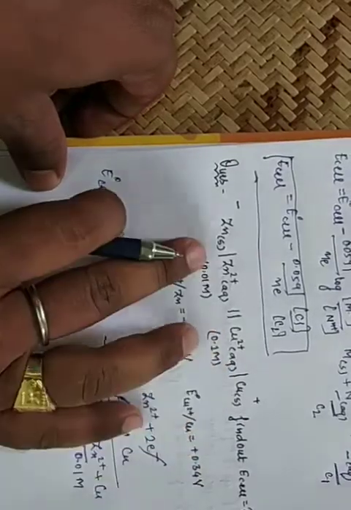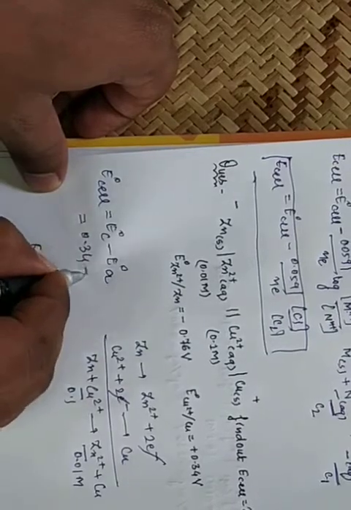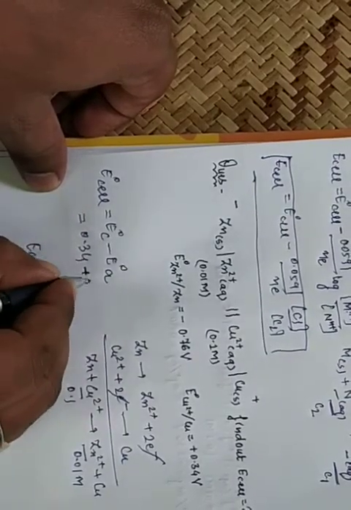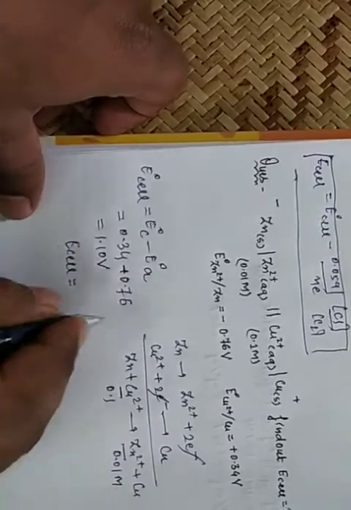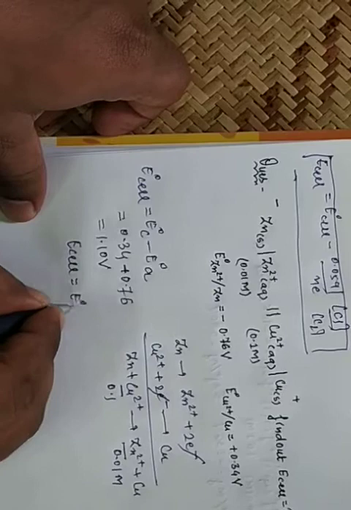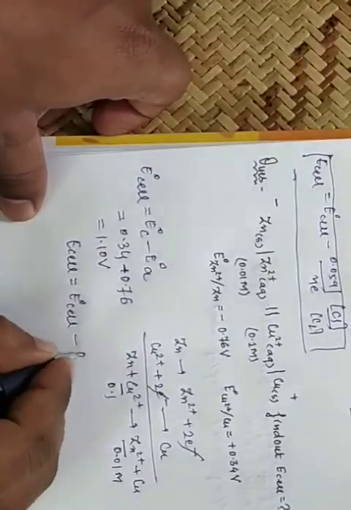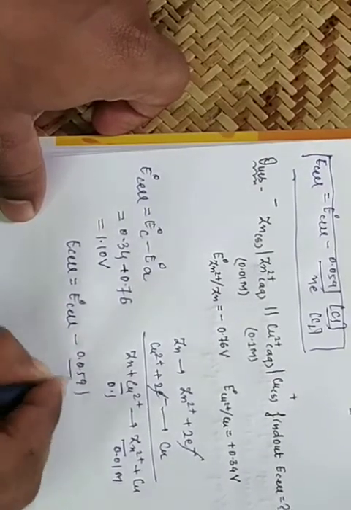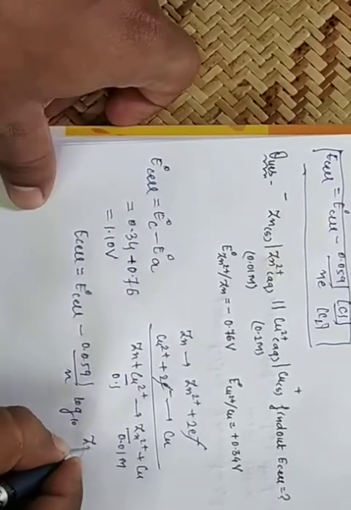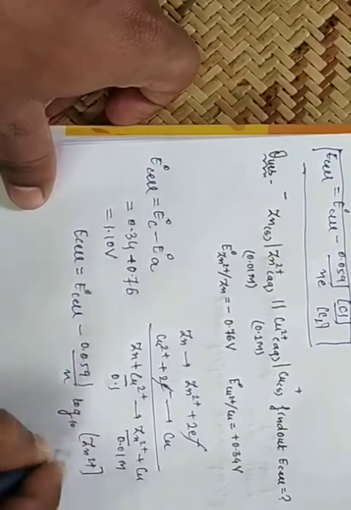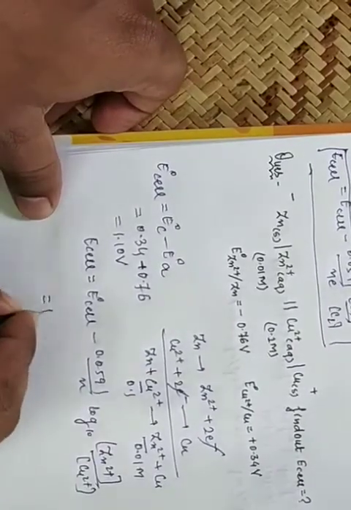Yeah, cathode value is what? Cathode is copper and anode is zinc. The copper value is 0.34 and anode is what? Minus 0.76. It means plus. The value is what? 1.10 volt, positive value. Then you put E cell equals E naught cell minus 0.0591 upon n log of base 10. Product is what? Zn2+ and reactant is what? Cu2+. Then you apply E naught cell value is 1.10 volt.